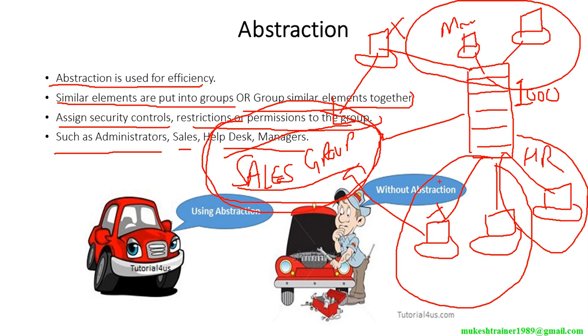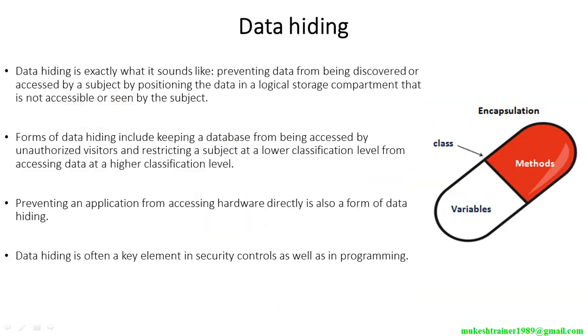Instead of making records or policies for individual users, which is very tough to manage and maintain, we take similar elements, like the HR department, marketing department, sales group or finance department, make such groups and assign the same policy to them. That is called abstraction.